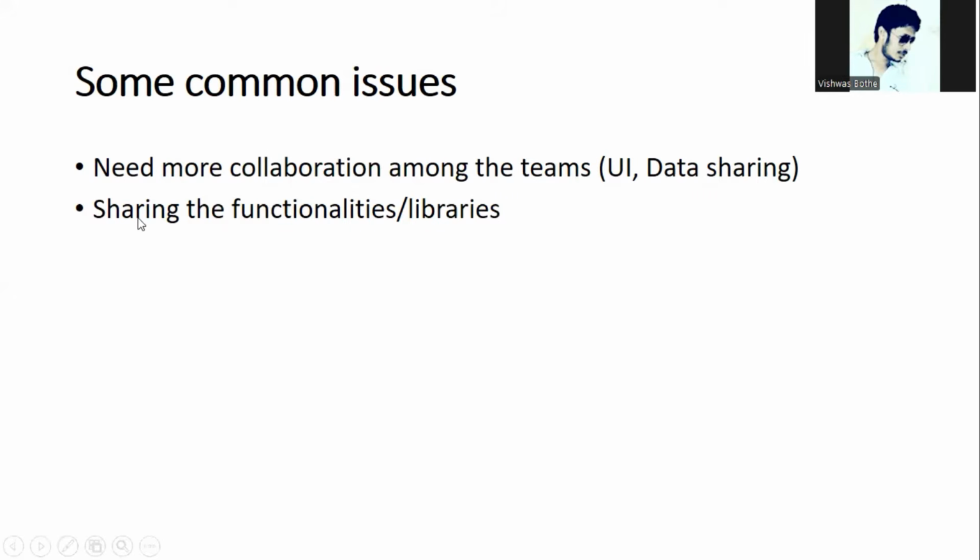And the second point is about sharing the functionalities, right? If two modules are sharing some common functionality, as we are dividing code into different repositories, sharing that functionality or libraries will be difficult. So these are some common issues with micro frontend, and while implementing it, we should take care of those.